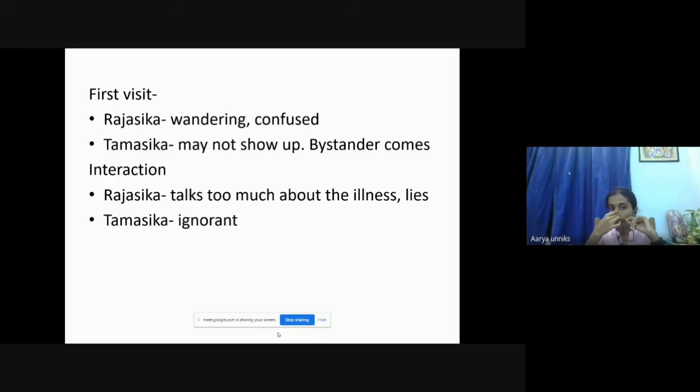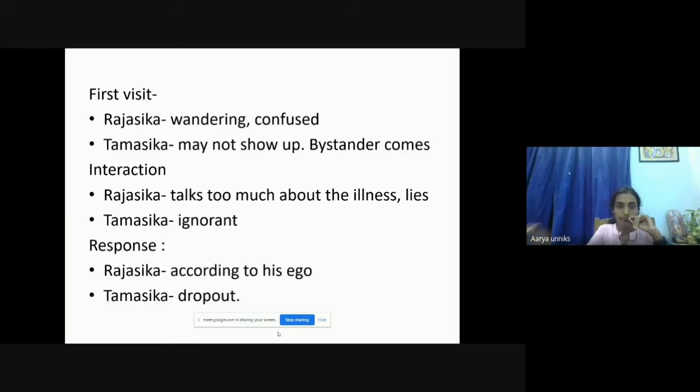Interactions. A Rajasika person will be talking too much about his illness, and he can lie also. He says whatever comes to his mouth. That is how he is. And the Tamasika is an ignorant type. He may not even disclose his full history.